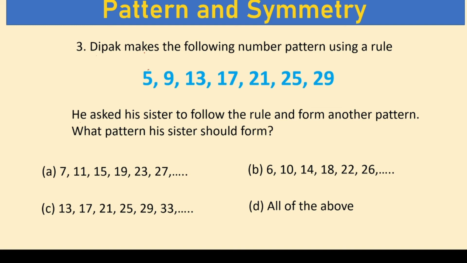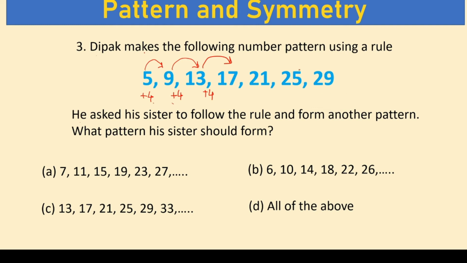So this jumps from 5 to 9 and then from 9 to 13. Let's find what the jump is. From 5, if you add 4, you come to 9. Similarly, 9, if you add 4, you come to 13. And 13, if you add 4, you will come to 17. So that means the pattern is followed by adding 4s.